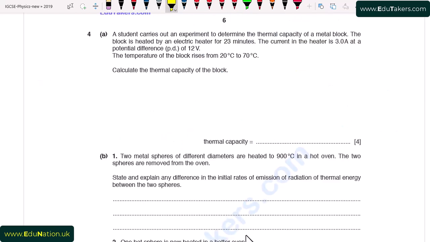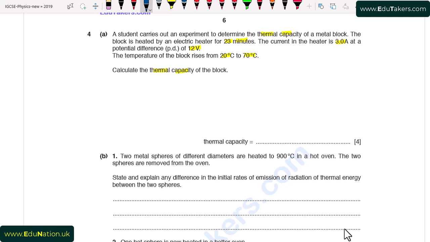Question number 4, part A. A student carries out an experiment to determine the thermal capacity of a metal block. The block is heated by an electric heater for 23 minutes. The current in the heater is 3.0 ampere at a potential difference of 12 volts. The temperature of the block rises from 20 degrees C to 70 degrees C. Calculate the thermal capacity of the block.